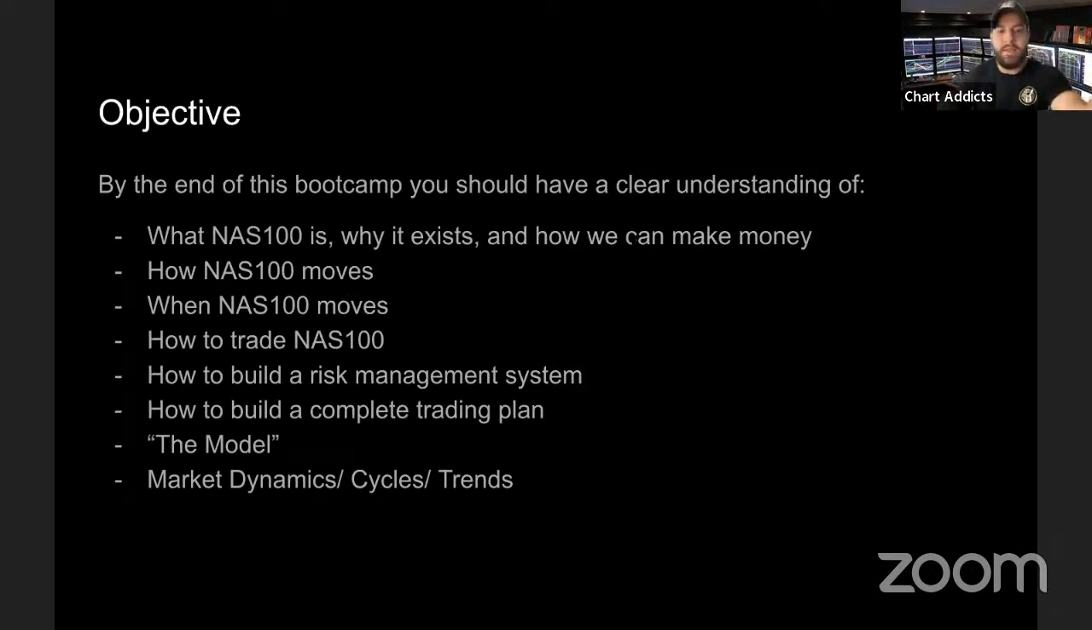Okay, so things that you can expect on day 1 is what NAS100 is, why it exists, how we can make money, how it moves, when it moves, how to trade it, how to build a risk management system, how to build a complete trading plan, understanding the model, which is something that I've discovered as the business model of the markets. How do markets systematically take money from retail? They have a business plan. They have a business model that they constantly run. And as long as you can understand what phase of the model you're in, you can take advantage and make money. It's that simple. We have market dynamics, cycles, and trends, because if you don't understand that part, you're going to get screwed.